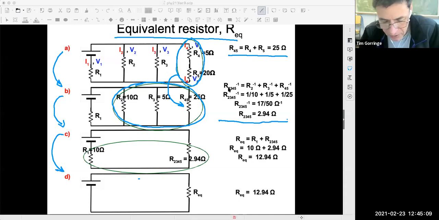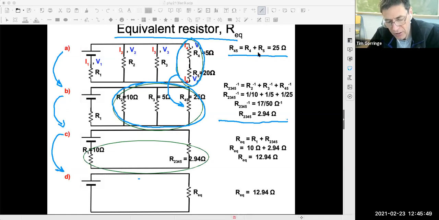Anyway, because this is a parallel resistor network, the inverse of the equivalent resistor is the sum of the inverses of the individual ones. And I know all the individual ones, right? R2 is 10 ohms, R3 is 5 ohms, and R4,5 is 25 ohms. I plug them all in, and I figure out that the equivalent resistor is just under 3 ohms, 2.9 ohms. Remember that parallel resistors have an equivalent resistance that's always smaller than the individual resistors. So this 2.9 ohms is smaller than any one of the individual resistors.